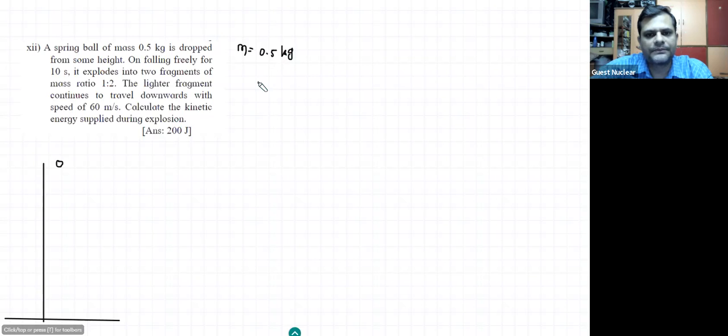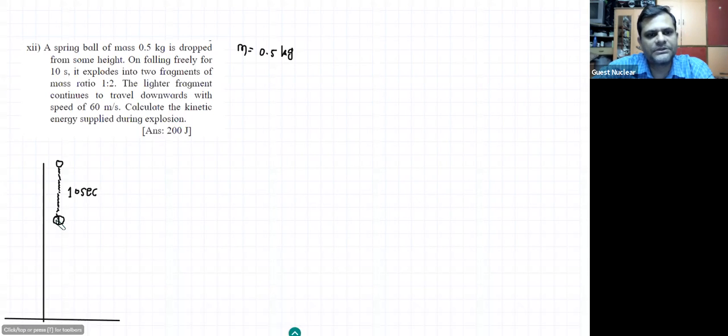And also it falls for 10 seconds. So it keeps falling downwards for 10 seconds. The free fall time is given as 10 seconds here. After falling for 10 seconds, it explodes. So this ball just explodes into two parts. This explosion is due to the internal energy, which can be like chemical energy stored in a bomb, due to which the bomb just blasts, and because of that the two different fragments are thrown in different directions.